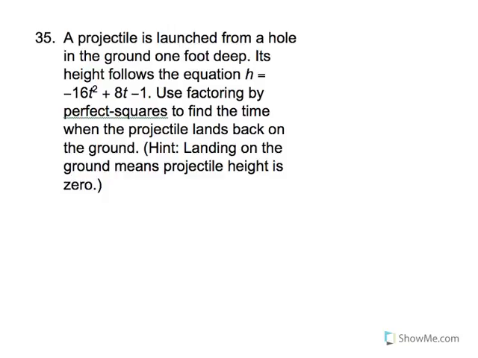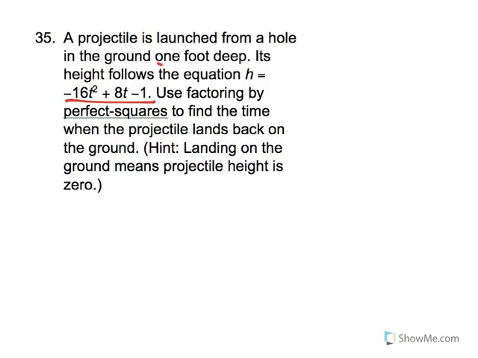Number 35 says a projectile is launched from a hole in the ground 1 foot deep. Its height follows the equation h equals negative 16t squared plus 8t minus 1. Use factoring by perfect squares to find the time when the projectile lands back on the ground.